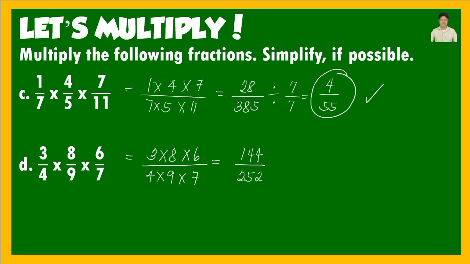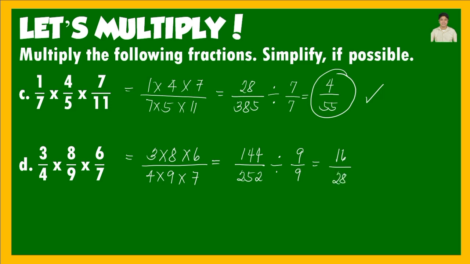So divide natin siya by 9. So try natin by 9. So pwede natin muna siyang i-divide by 2. So nasa sa atin kung saan natin siya i-divide. Pwede rin sa 3, pwede rin sa 6 as long as divisible yung mga numbers. So 144 divided by 9, we have 16, over 252 divided by 9, we have 28.